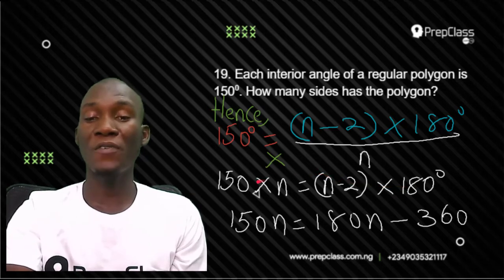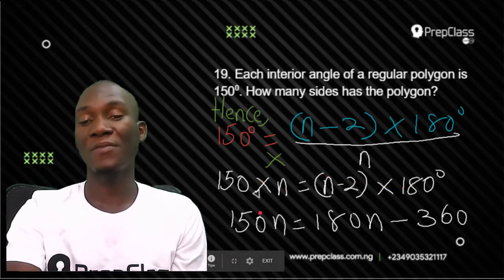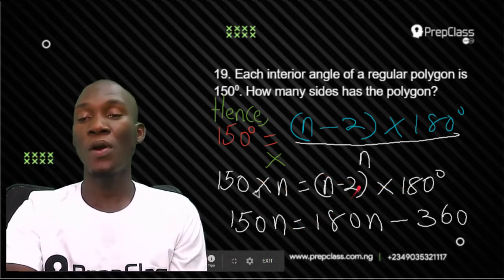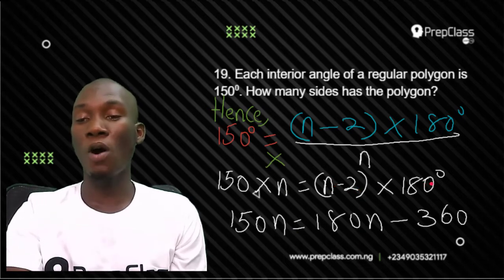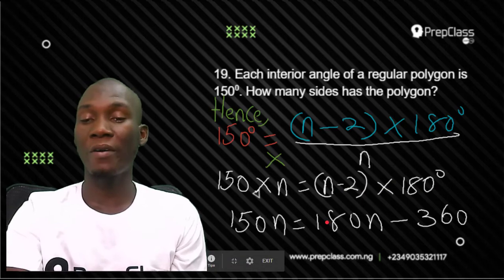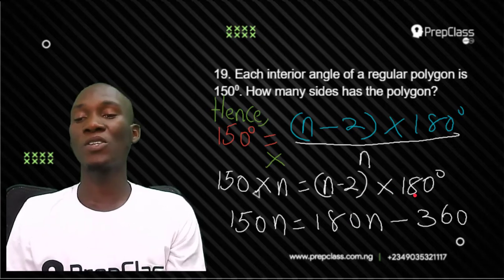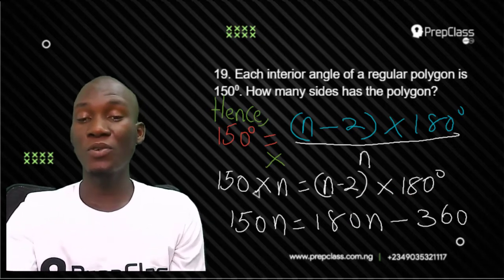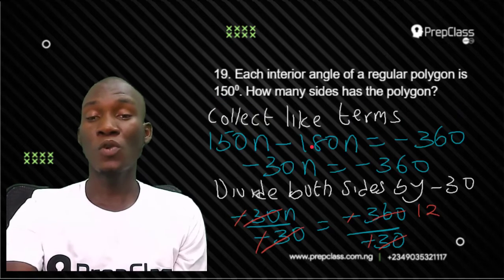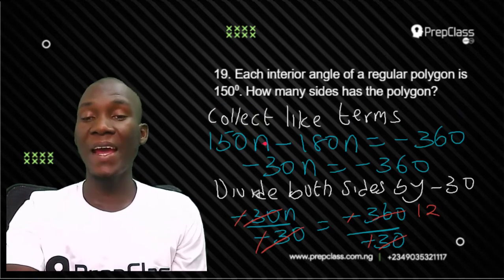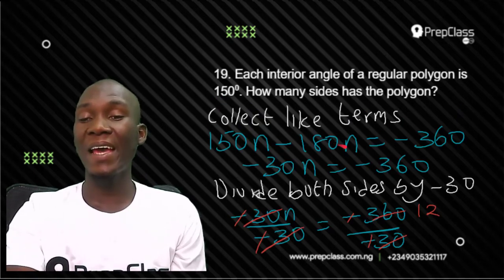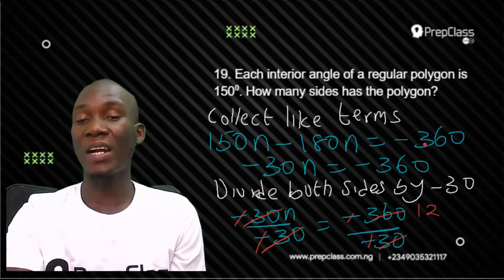We have 150 multiplied by n, that's giving us 150n, which is equal to (n minus 2) multiplied by 180 degrees. So we have n multiplied by 180, that's giving us 180n, minus times plus, that is minus 2 times 180, and that is giving us 360. So the next thing to do here is to collect like terms. So we have 150n minus 180n is equal to minus 360.